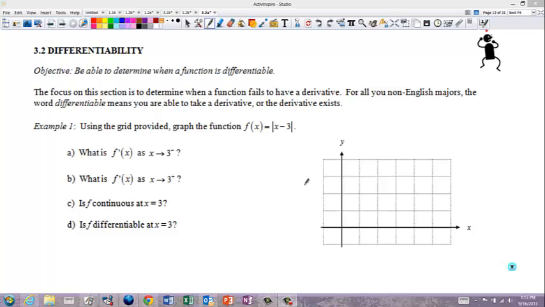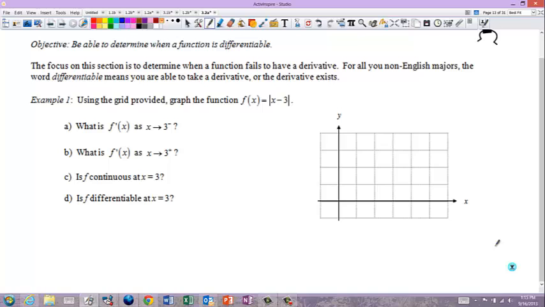Okay, this lesson is on differentiability, and the focus of this section is to determine when a function fails to have a derivative. The word differentiable means you are able to take a derivative, or the derivative exists. If it's not differentiable, that means the derivative does not exist.